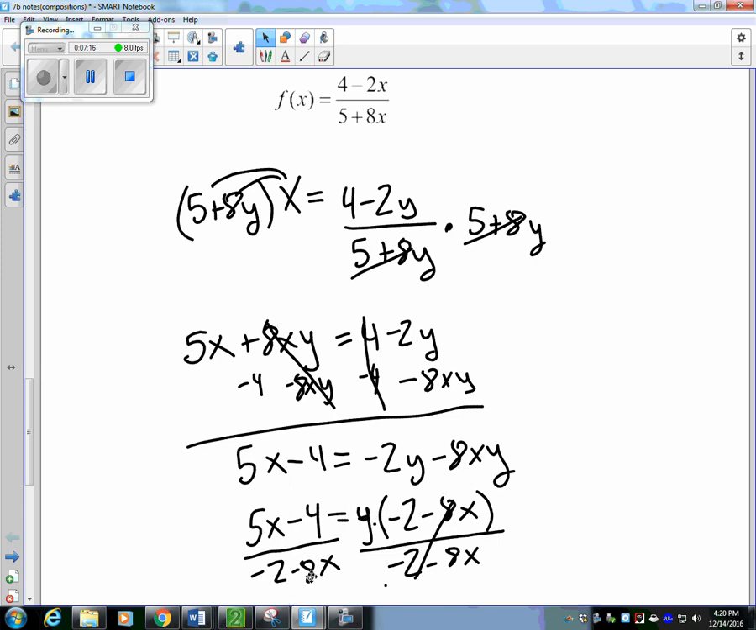So let's replace back up to the top, f of x. Replace that with the inverse of f of x equals 5x minus 4 over negative 2 minus 8x. There we go.